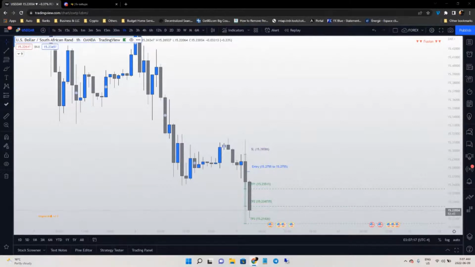Perfect. So just type the number 1 if you're able to hear me, so that we could start. What a beautiful setup here on USD ZAR.